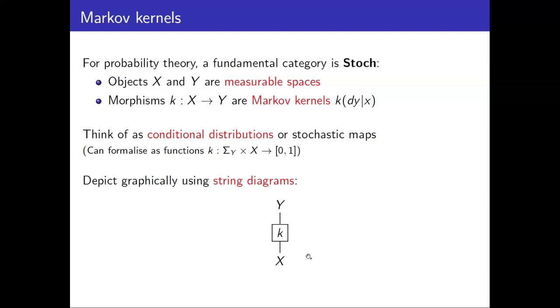I'm going to just draw them like this. A Markov kernel is basically a black box that you read from bottom to top. You give it an input in X, and it gives you a random output in Y. So it's got an internal random number generator inside it. It takes an X as input and just spits out a random Y. And that's really all you need to know about Markov kernels for today's talk.